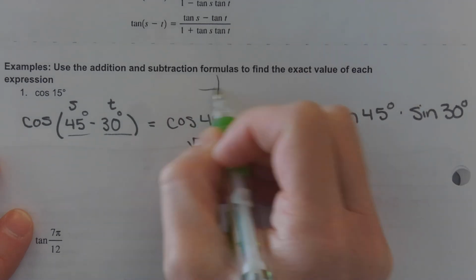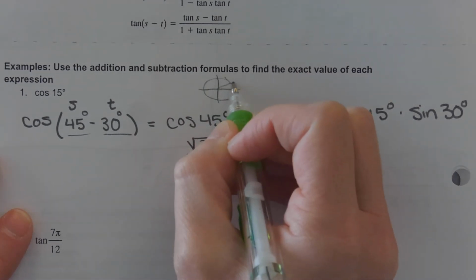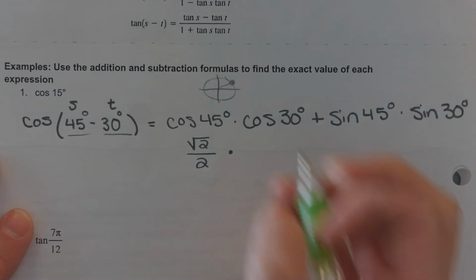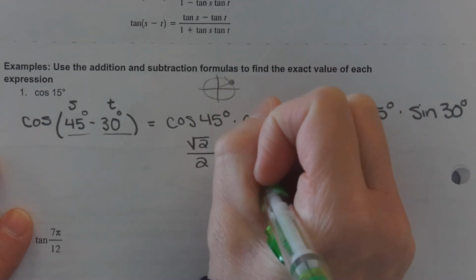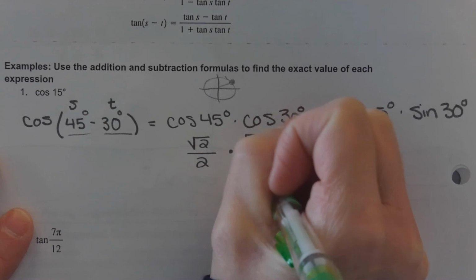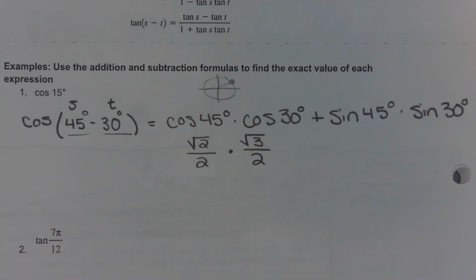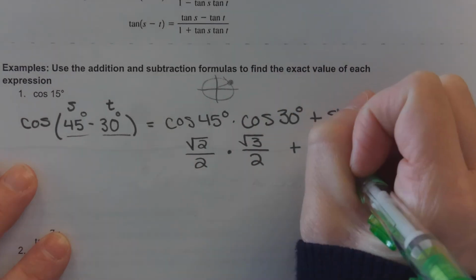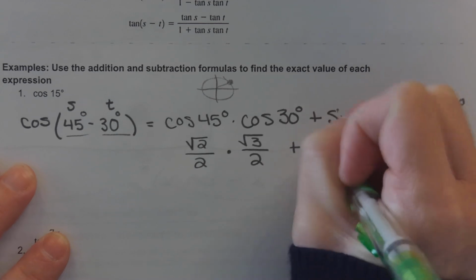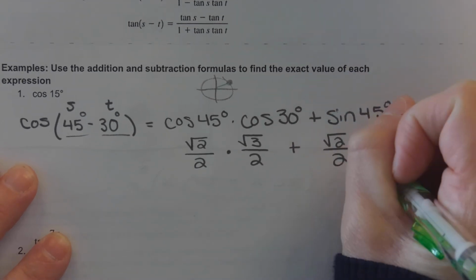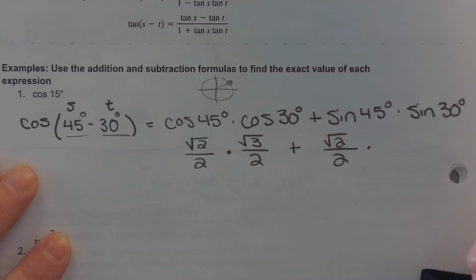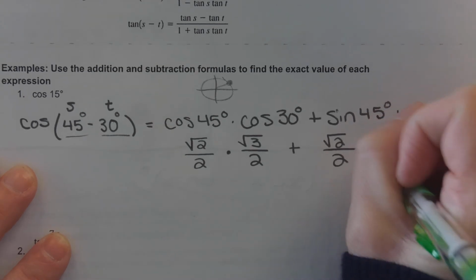Remember, you can always draw yourself a little picture. So 30 degrees, I'm over more than I am up. So this is going to be my root 3 over 2 for x. And then my y there is 1/2. What's my sine at 45 degrees? Root 2 over 2. And then my sine at 30 degrees, 1/2.